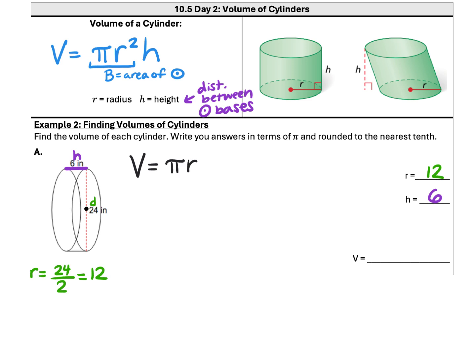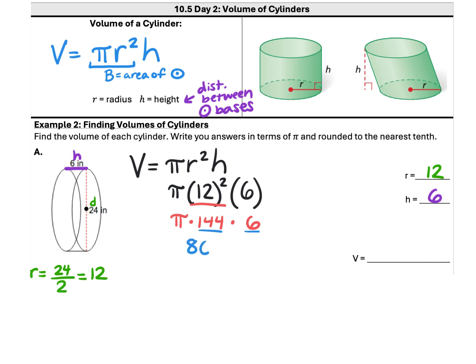Volume is equal to pi r squared times h. Let's sub in our values. So pi times 12 squared times h, which is 6. Make sure for order of operations, you square the 12 first. 12 squared is 144. So I have pi times 144 times 6. And you're going to just take your calculator and do 144 times 6, and then we'll put the pi at the end. When you leave your answers in terms of pi, you always want to move the pi to the end of your value. So my exact volume is 864 pi, and that would be cubic inches.